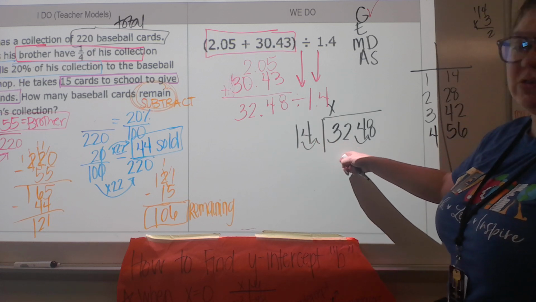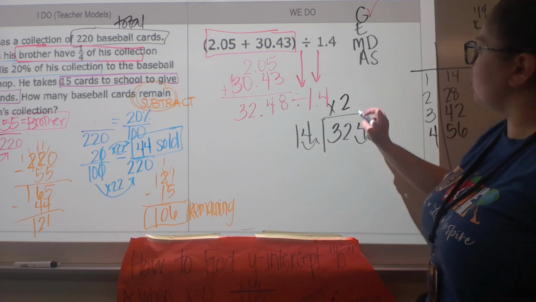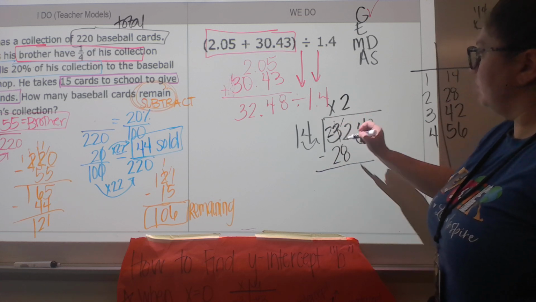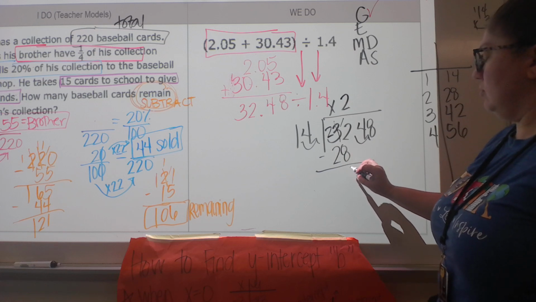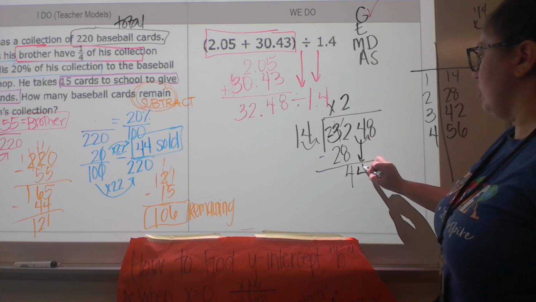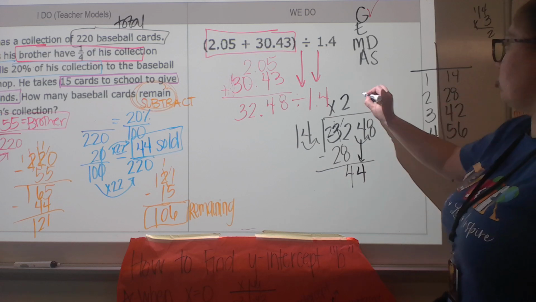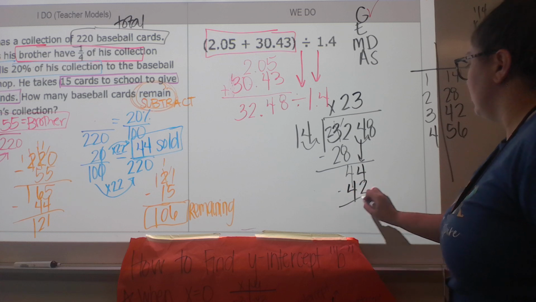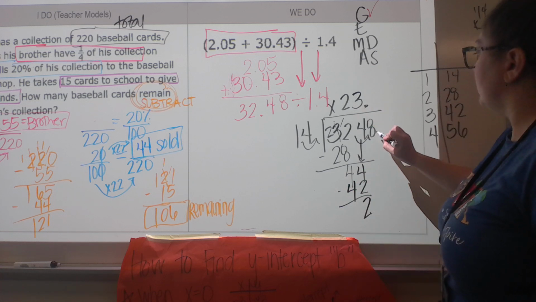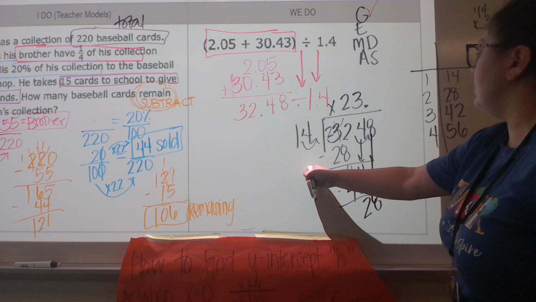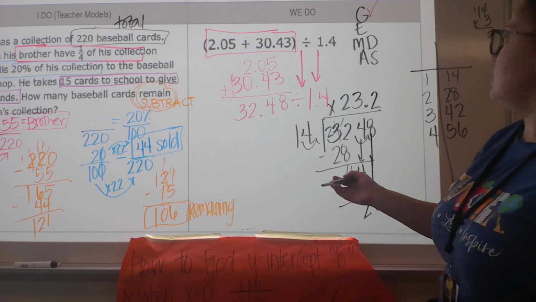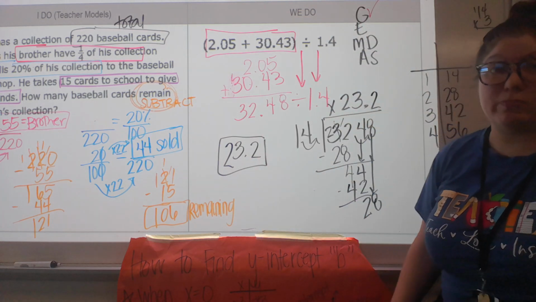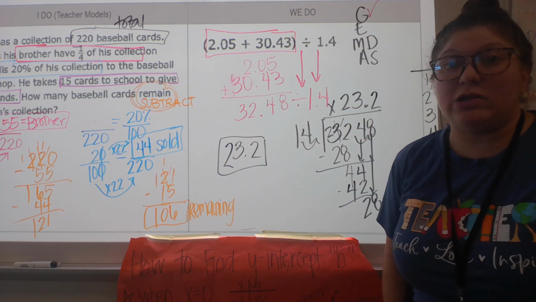All right, 14 can go into 32 twice. That's 28. Subtract. 12 minus 8 is 4. Bring down my 4. 14 can go into 48 3 times, because that's 42. Subtract, that's 6. Bring down my 8. 14 can go into 68 twice. So my final answer is 23.2. Be mindful of them decimals, because that is the part that y'all get incorrect.